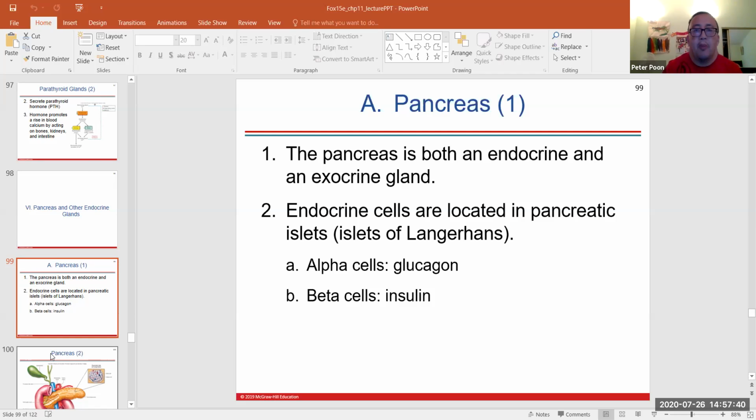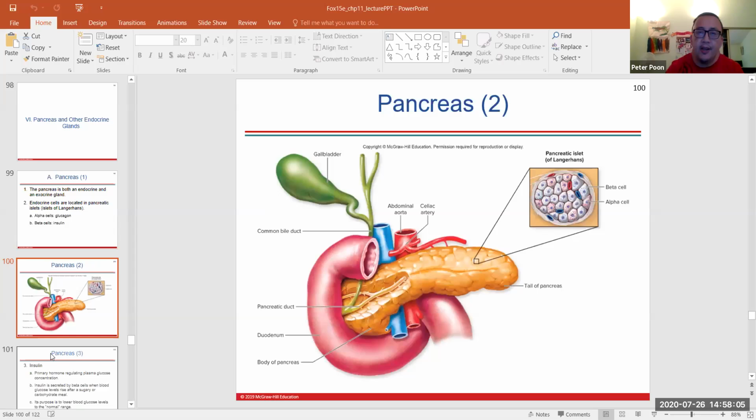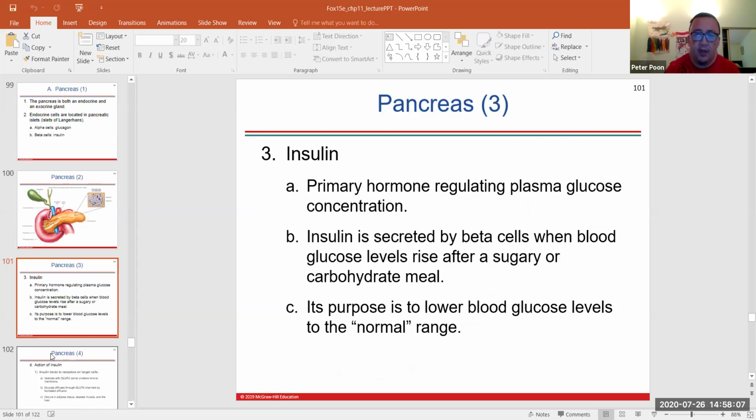The pancreas. The pancreas is both an endocrine and exocrine gland. For this chapter, the endocrine system, we're dealing with the pancreatic islets. There are about 1,000,000 pancreatic islets, called the islets of Langerhans. You have two types of cells: alpha cells that secrete glucagon and beta cells that secrete insulin, and these have opposite effects to each other.